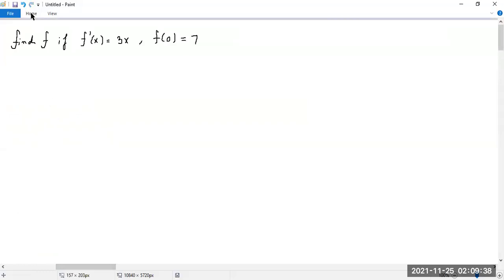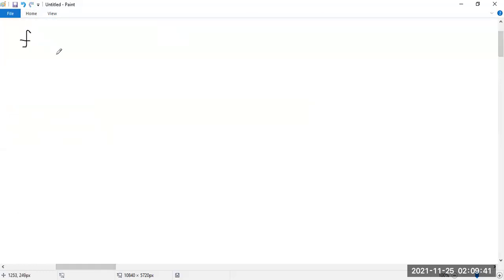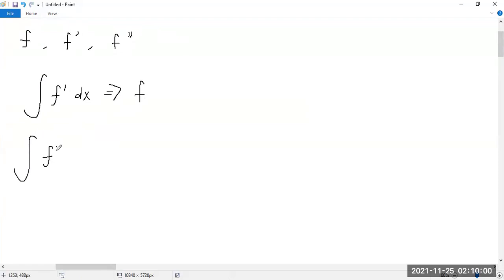The understanding is that if you have a function, and you have the derivative, and you have the second derivative, the basic idea is if you take the integral of the derivative, then you will get the function back. If you take the integral of f prime prime, then you will get the first derivative back. So the order is like this, right?